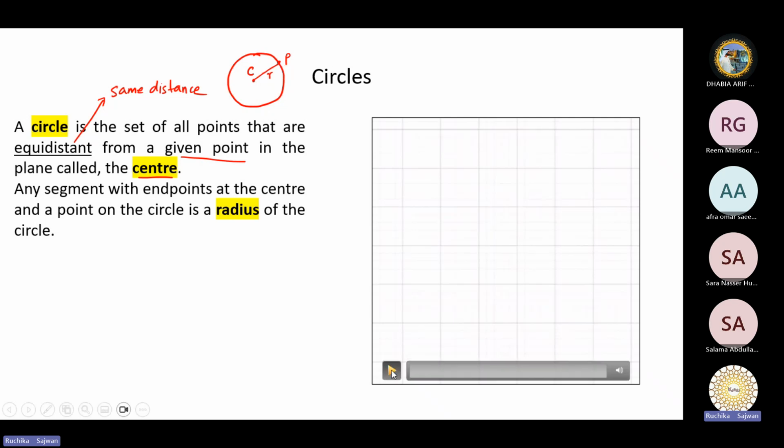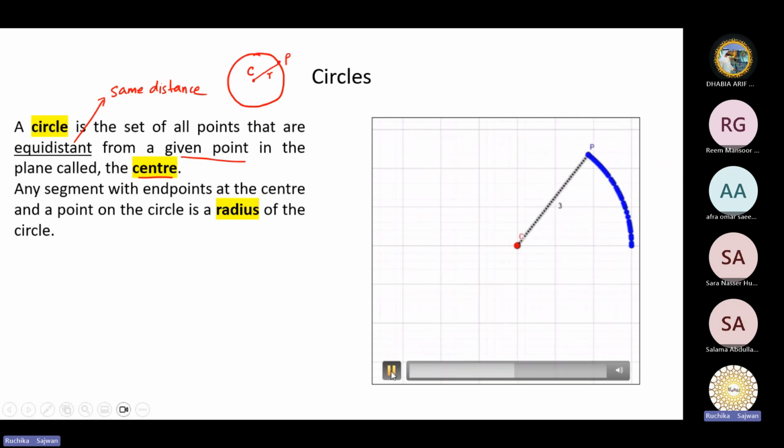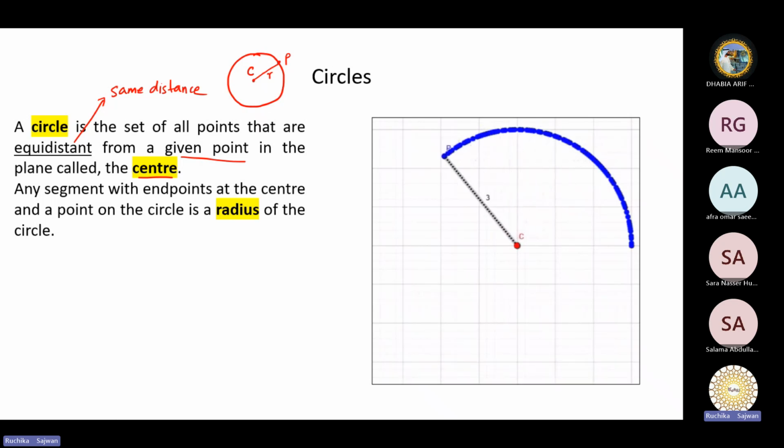I also have a very nice video for you, so I will play it now. I hope you all can see this. So the red dot that you see in the center is the point C, which is the fixed point. Then you have another point. Now I'm going to move this point P, as you can see, till we get a circle. Can you see the point P moving? Just use the chat. Put yes if you can see it.